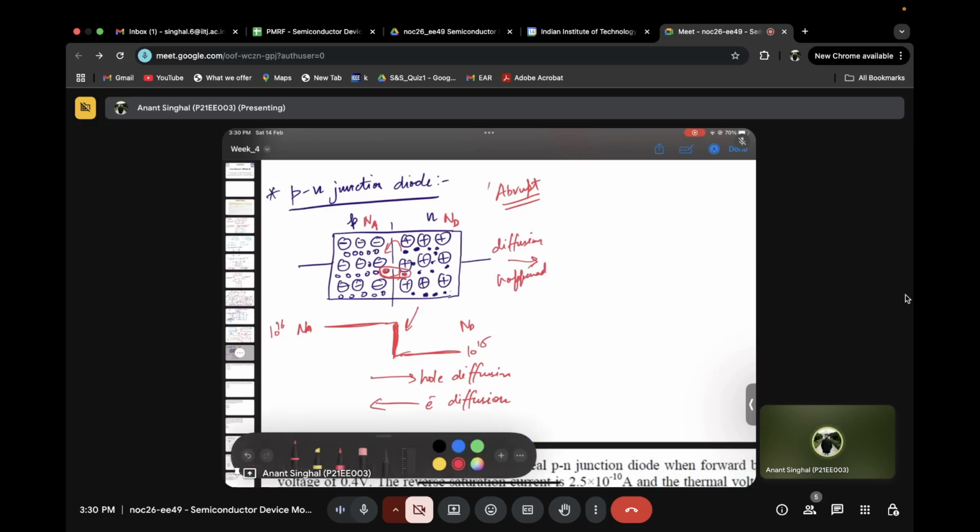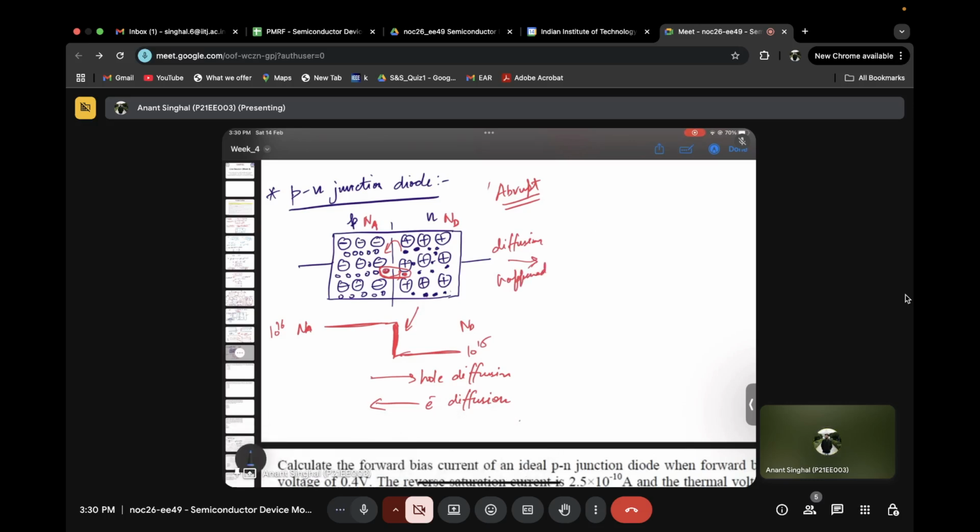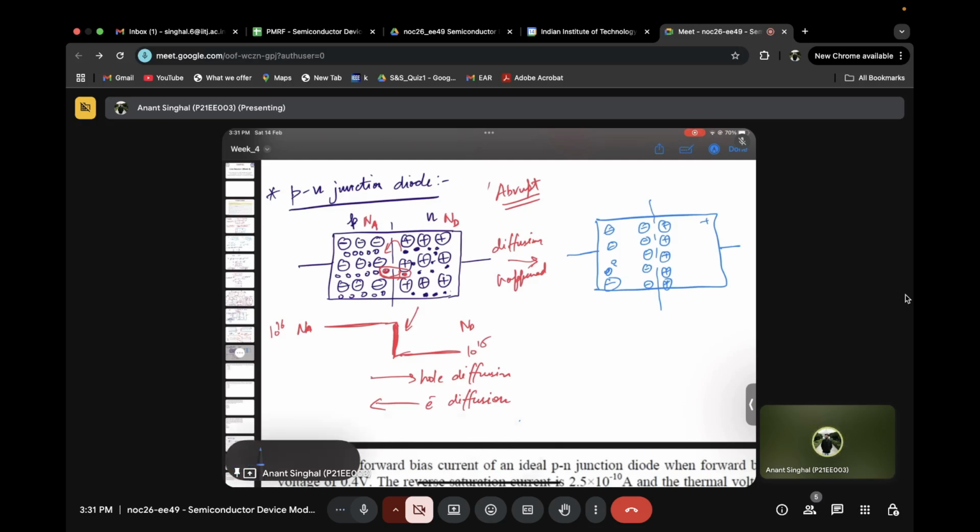So now what you will see is we don't have any free carriers left at the junction. So let's say this was P type, so the acceptor ions were there. This was N type, so the donor ions are there. And there could be some leftover holes or electrons, but what you will majorly see is that we have a region in which there are no free carriers after the diffusion happened.